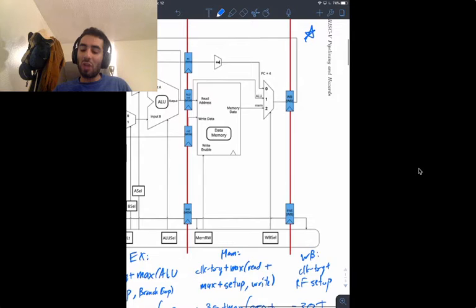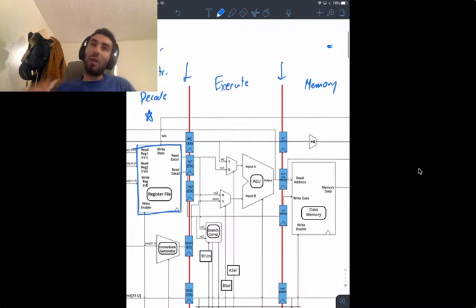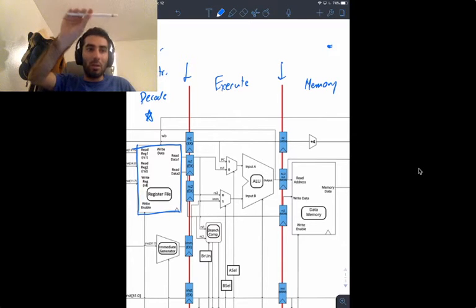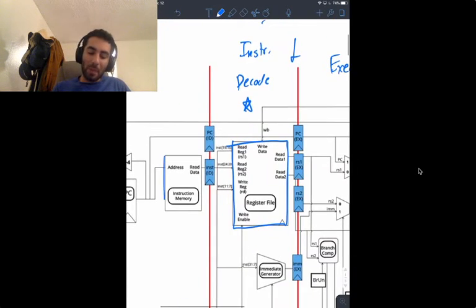Now, why is it the case that you want to write then read? Well, that's because the instruction that's in the write back stage is the earlier instruction, right? So obviously, if you have an instruction that wrote up here and you have one that's reading down here, you want the result that's getting written back here to be updated first before you attempt to read anything down here. Okay?